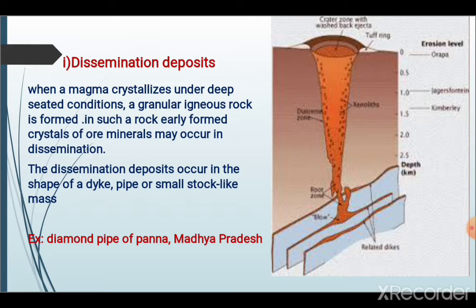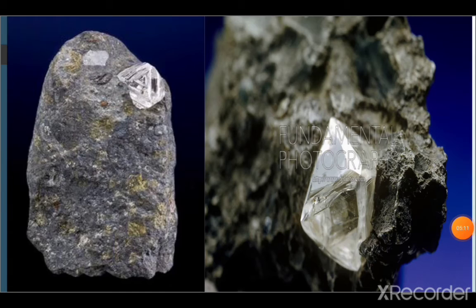The dissemination deposits occur in the shape of a dike or pipe-like structure. The example of these deposits are diamond pipes of Panna, Madhya Pradesh. Here, diamonds occur in kimberlite igneous rock. Here, we can observe the diamonds in kimberlite rock.